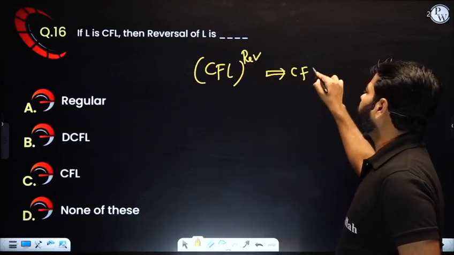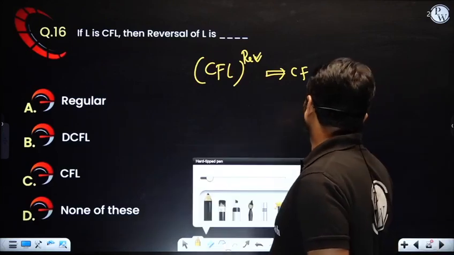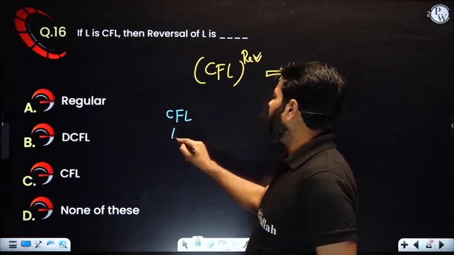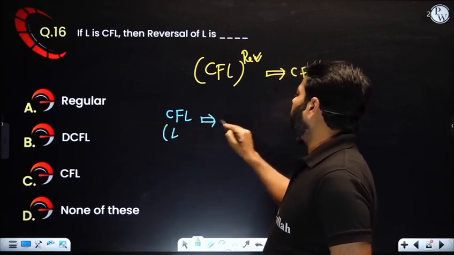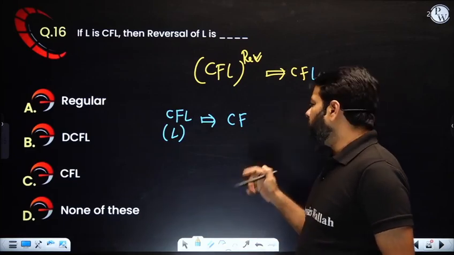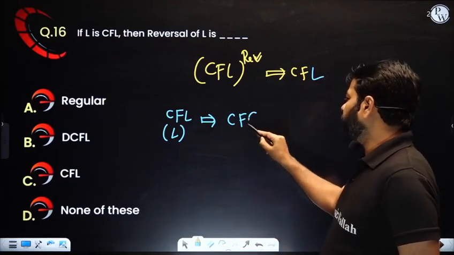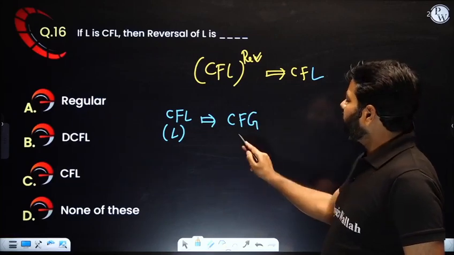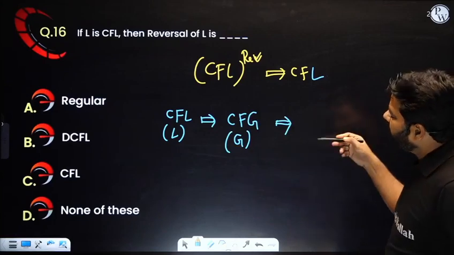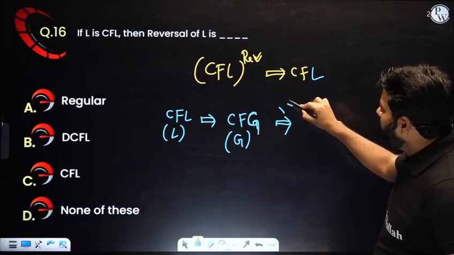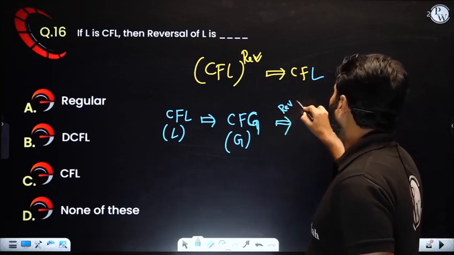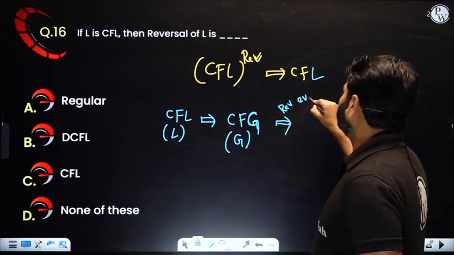The proof is very simple. If I give you a CFL, let us say L, what do you write? Write a context-free grammar, let us say this is G. Then you perform the reversal: reverse every production.